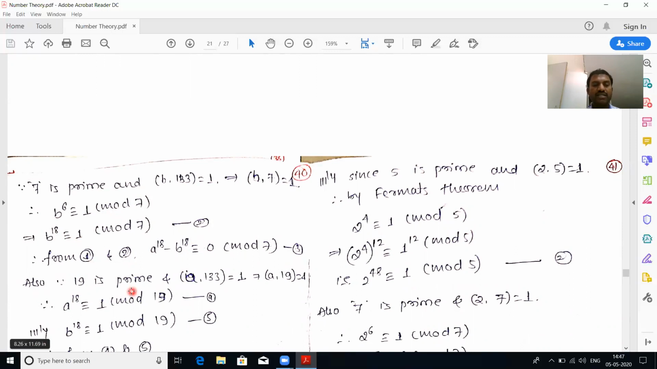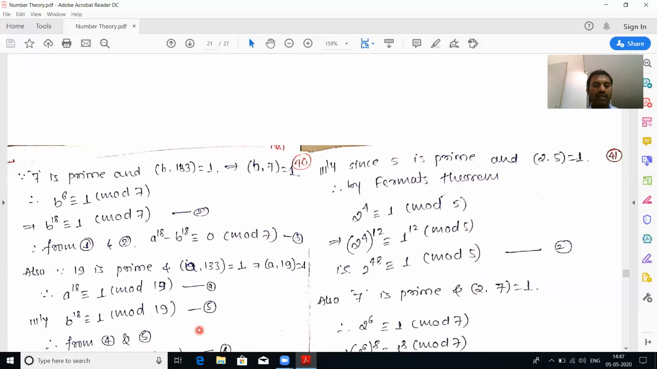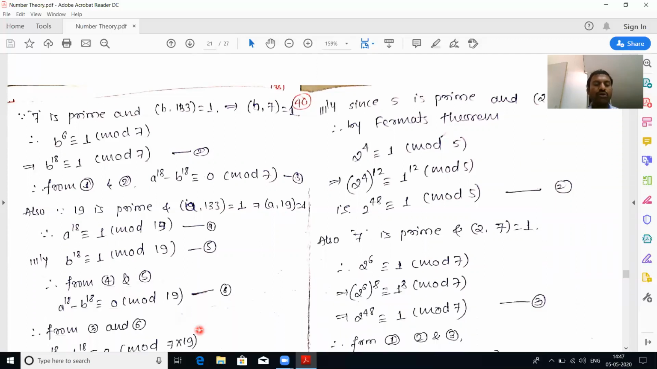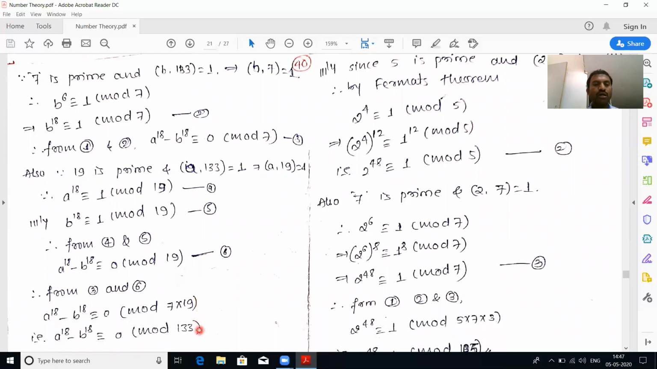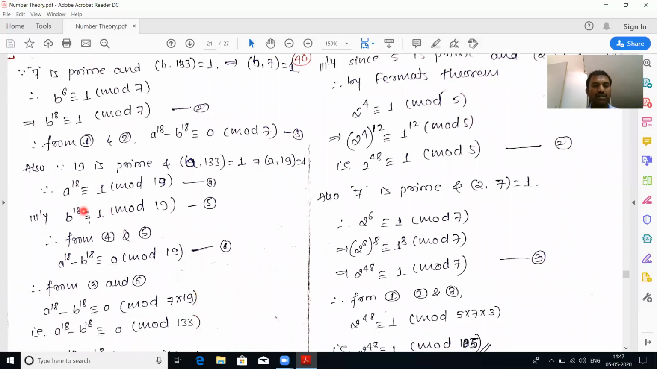Also, since 19 is a prime number and a and 133 are relatively prime, this implies a and 19 are also relatively prime. Therefore, by using Fermat's theorem, a raised to 18 is congruent to 1 mod 19. Similarly, b raised to 18 is congruent to 1 mod 19 because b is also relatively prime to 19. Therefore, from equations 4 and 5, a raised to 18 minus b raised to 18 is congruent to 0 mod 19, because while subtracting these two equations, we are getting the right side as 0.